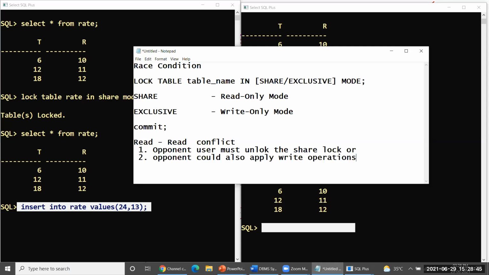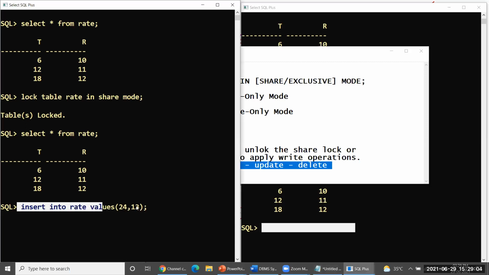So how many kinds of write operations are there with us? One is insertion: when an insert happens, a write takes place. Update is also a write. Delete is also taken as a write operation. When any one of these three operations is performed by the second person, the lock will be released. Otherwise, the deadlock cannot be released here.